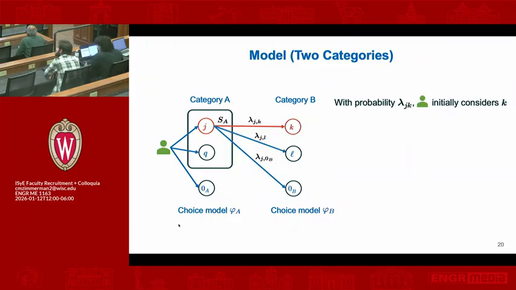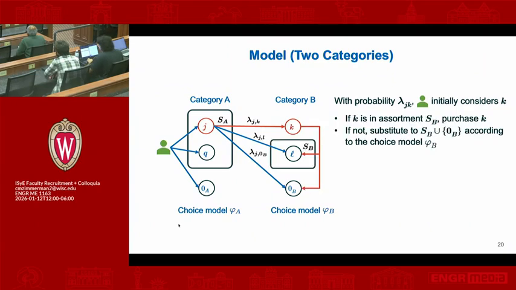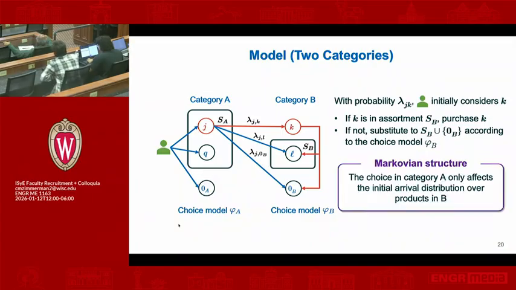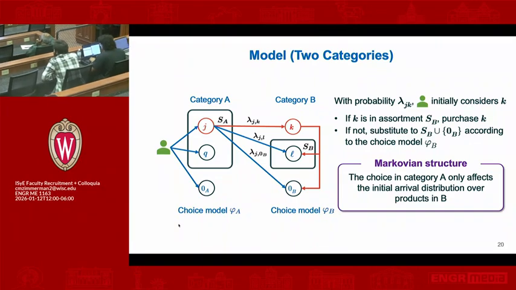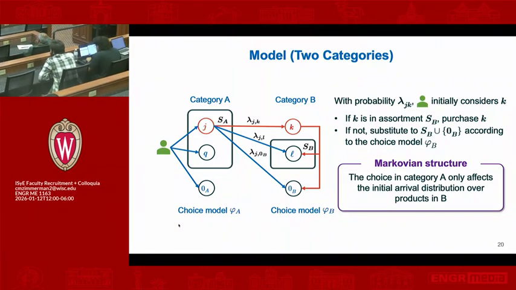Then let's say with probability lambda jk, the customer initially considers K. What will happen next? If K is offered in the assortment as B for category B, the customer will buy it directly. Otherwise, the customer will substitute to the other available products according to the fixed choice model phi B. So here we can see the choice in category A only influences those lambda values, the initial arrival distribution over products in B. But once we know the starting point in category B, the substitution process follows a fixed model phi B and is independent of the choice J in category A.